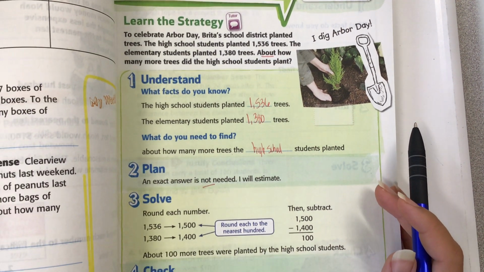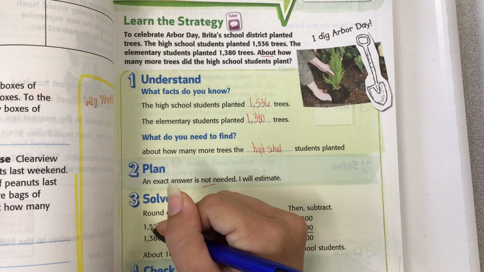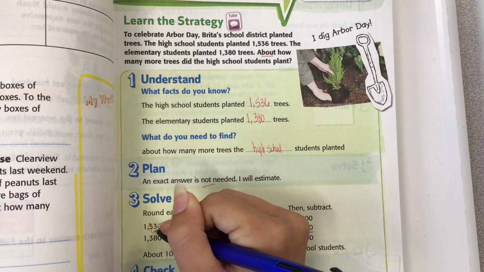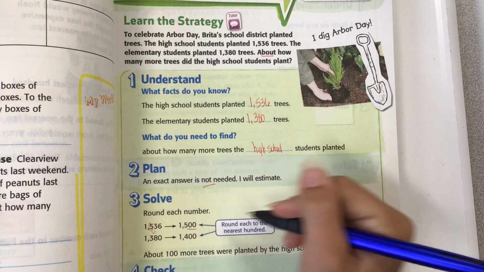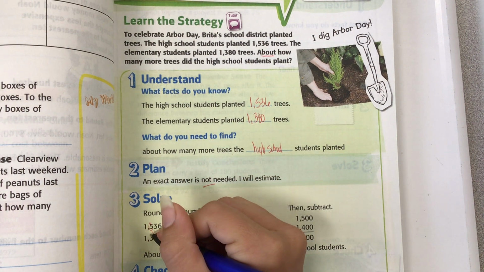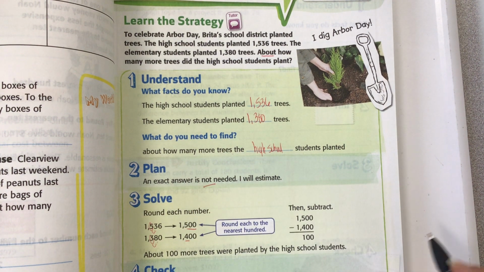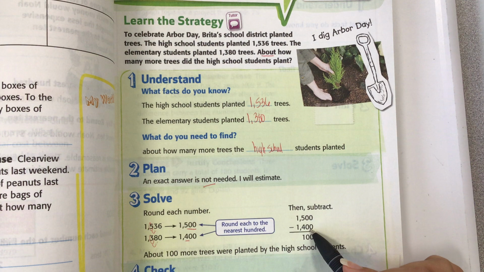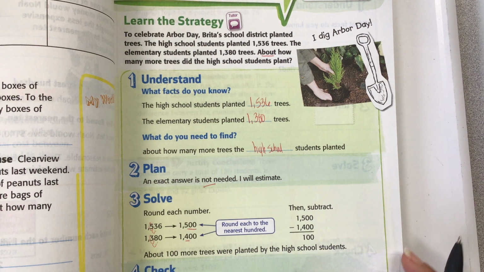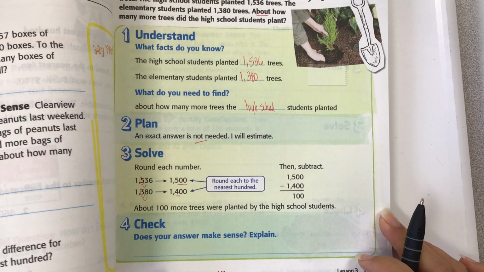So 1,536, this 5, we look next door, the 3 is smaller, so the 5 gets to stay the same, 500. This 3, we look next door, the 8 is larger than 5, so the 3 turns to a 4. So it's 1,500 minus 1,400, so it's 100. About 100 trees were planted.